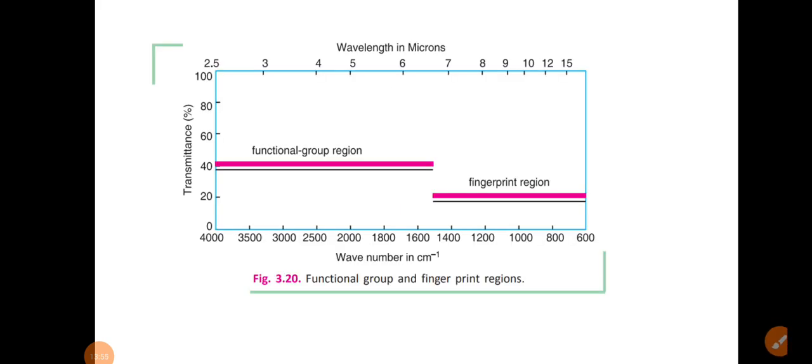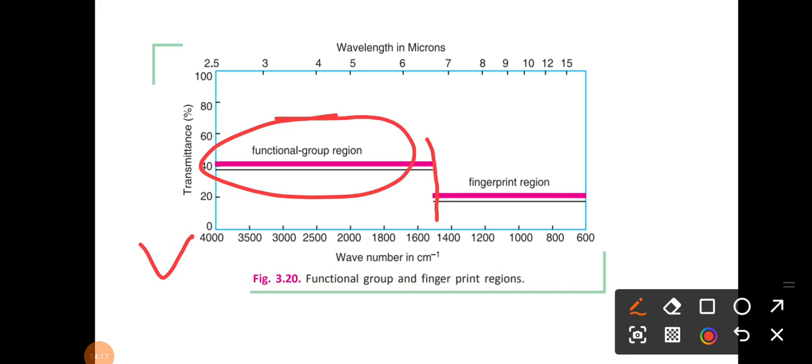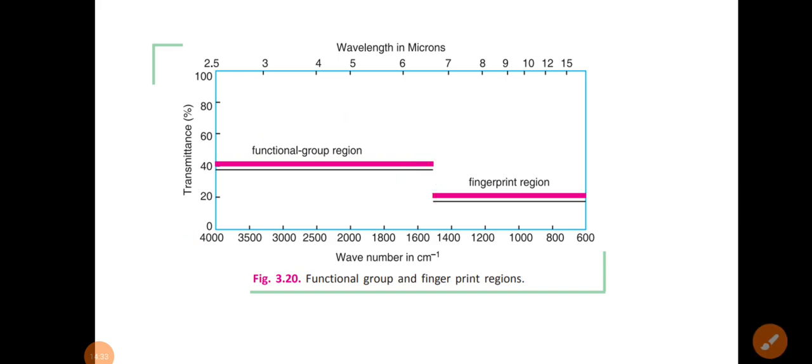Here are the values of the functional group region and the fingerprint region. From 4000 to 1500, that is the functional group region, and 1500 to 600 is the fingerprint region. Why is this the functional group region? Because mostly all the compounds that we study in IR spectroscopy have their values in this area, 4000 to 1500, so all the functional groups lie in this region.